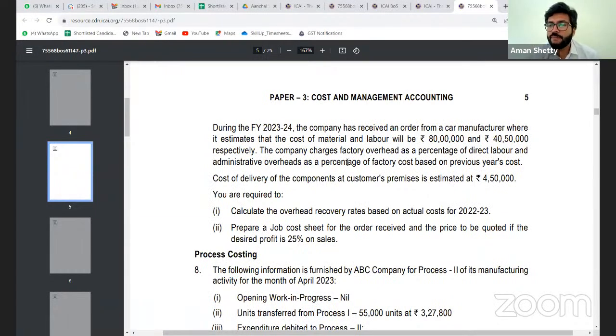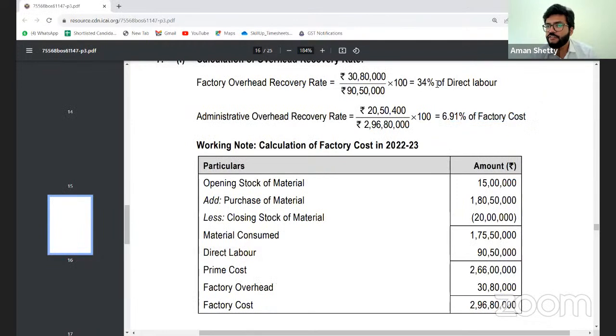It's 23, 24. The company has received an order from a car manufacturer where it estimates the cost of material and labor. So direct material and direct labor is given here. The company charges factory overhead as a percent of labor, so on this 40,50,000 you'll apply the overhead recovery rate of 34%. Yes or no? Yes.